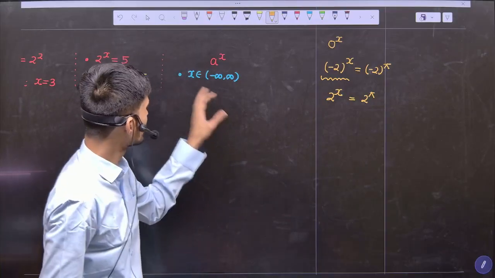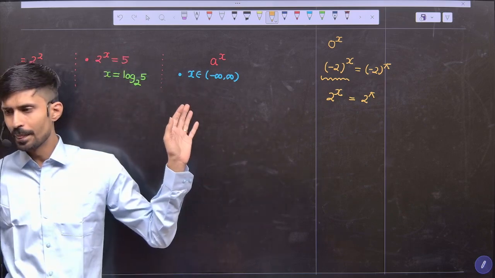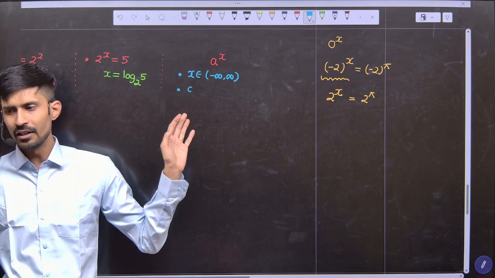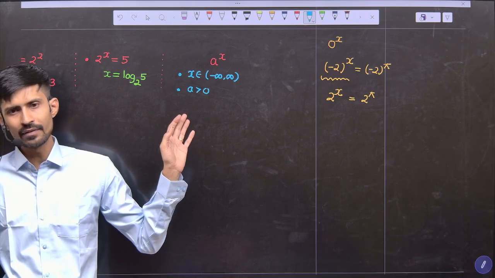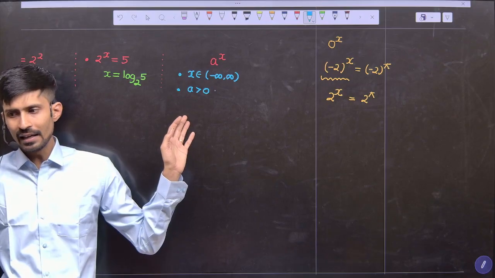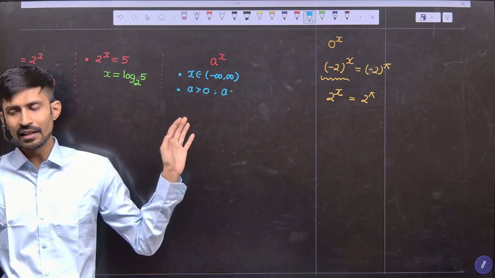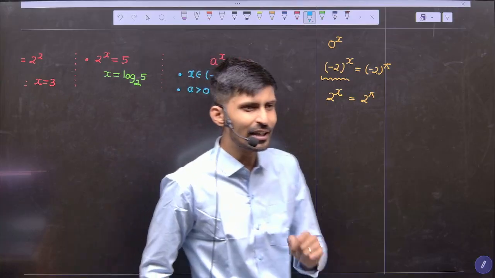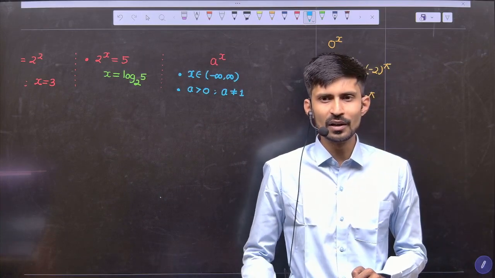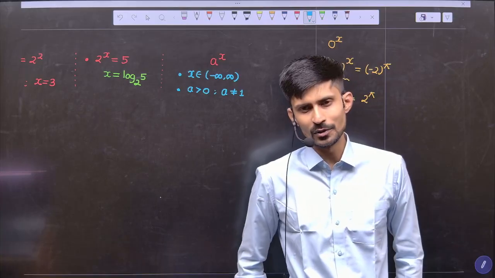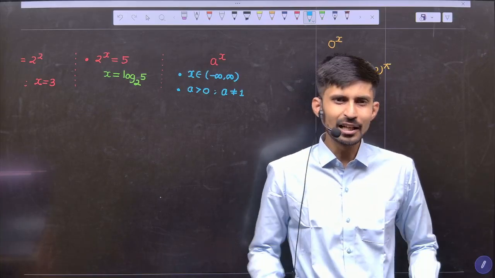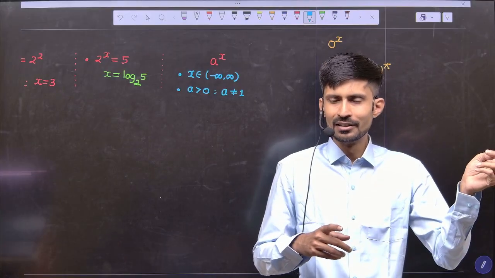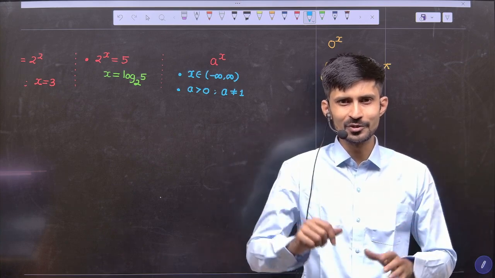So from here we are putting one condition: a will be greater than 0. You understood why a will be greater than 0? And one more condition is there: a cannot be equal to 1. Why can a not be equal to 1? Because when a is equal to 1, 1 raised to x is always 1. That will become a constant. It will not look like 2 raised to x or 3 raised to x.